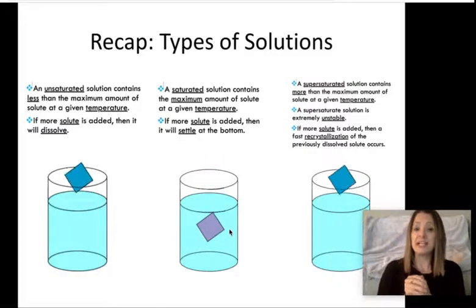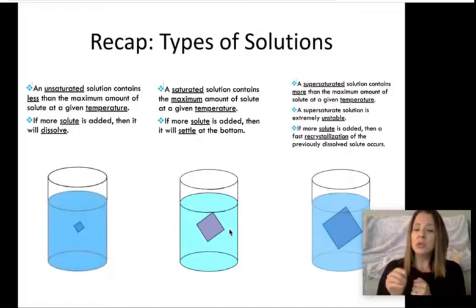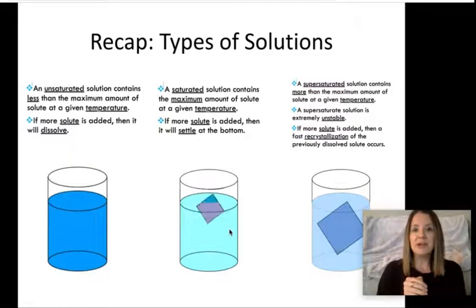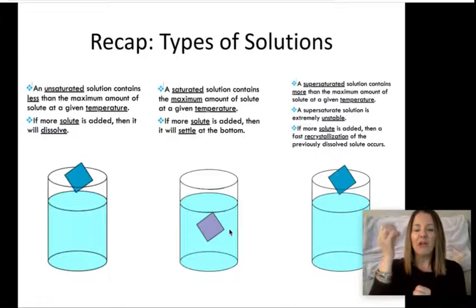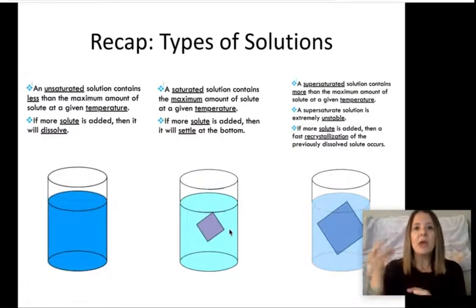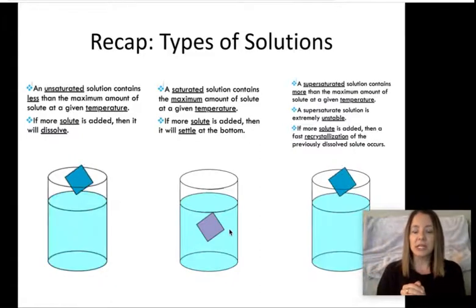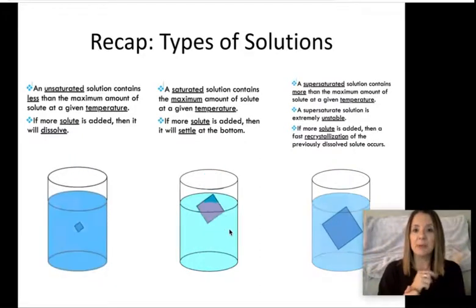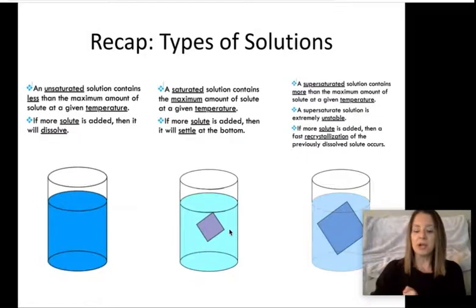And then if you have a supersaturated solution, you will know if you add a little bit of your solute, then all of the excess, the extra that you forced it to hold by heating it up, will come out of solution. And hopefully you saw some of those cool demos in the previous module.